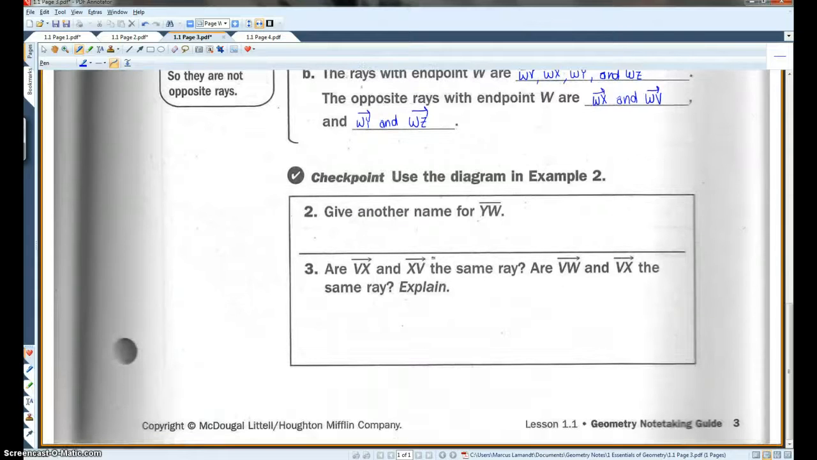Alright, checkpoint. I'm going to leave these ones for you guys to do. You can go ahead and pause the video here and try them, and then hit play when you're ready. Make sure you actually do these checkpoints, because I will be grading them.